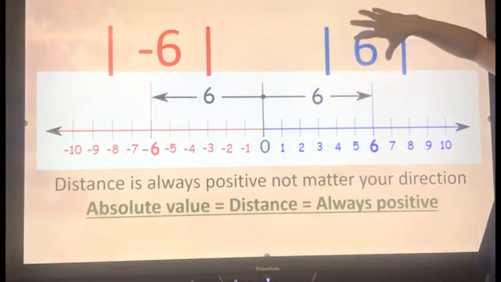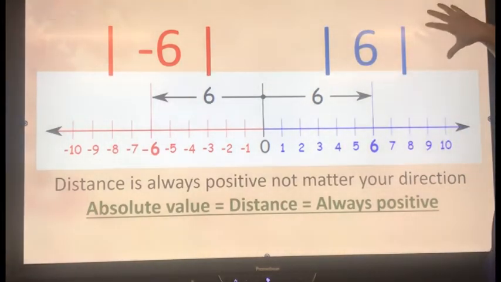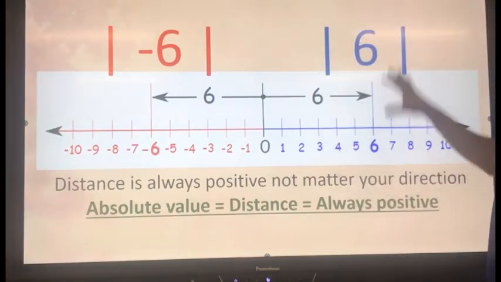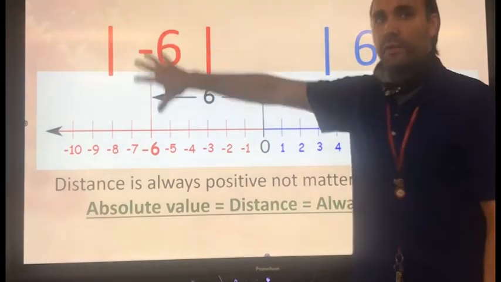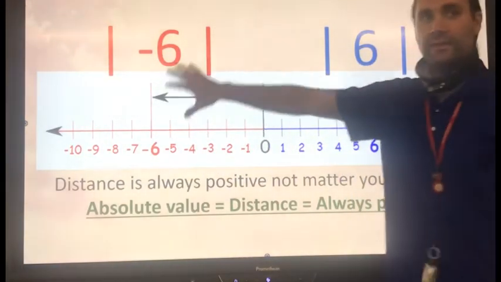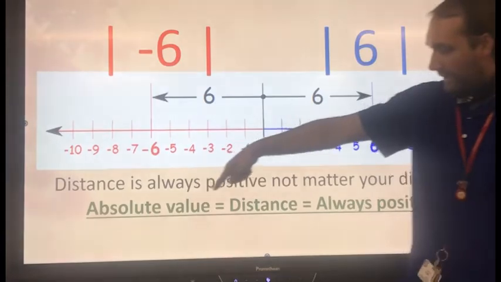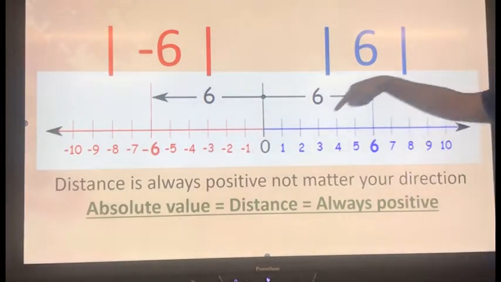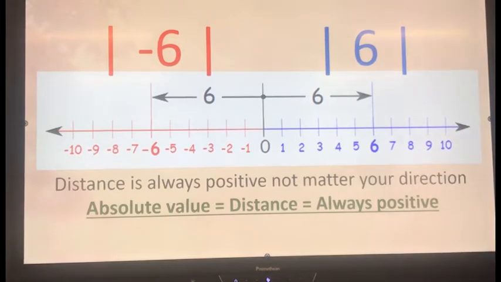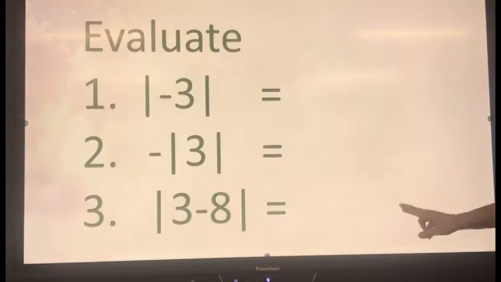Inside here is where you land on the number line. Outside, the solution to this is how far you travel. So basically think of it as a positive generator. Doesn't matter what number's inside here, it'll always come out positive because distance is always positive. Absolute value equals distance. Distance equals always positive. Absolute value is always positive. I don't know how many times I can say that. There's one more. So, let's evaluate these.